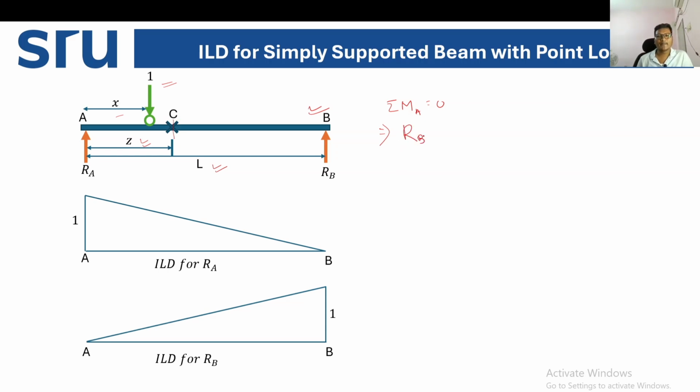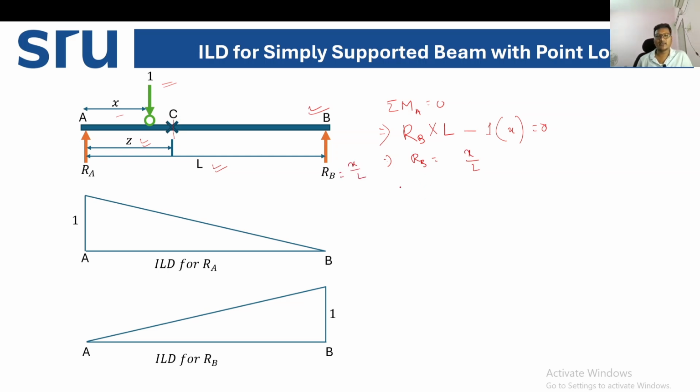RB into L minus 1 into x is equal to 0. That is the force into the perpendicular distance, where the perpendicular distance is x. So now what will be RB? RB is equal to x by L. So RB we have calculated as x by L.